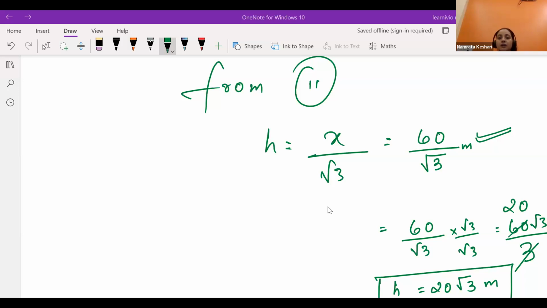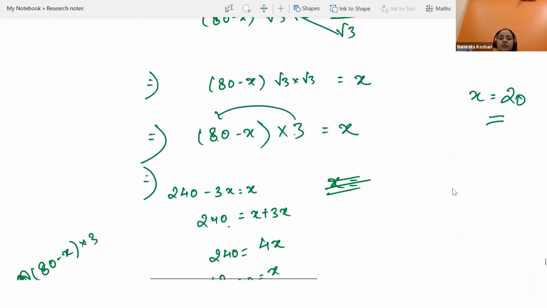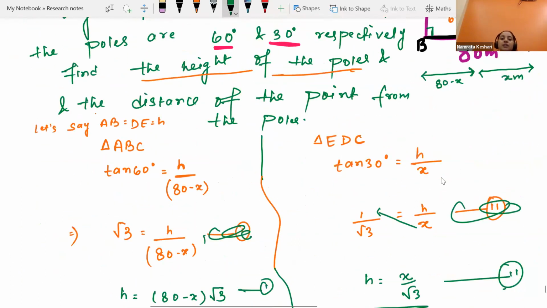Is it clear? First, we have to draw the figure. Then we must see how many triangles are there. Accordingly, we will take a right angle triangle. And we will also see what we are supposed to find, the finding part. Accordingly, we will proceed like this.